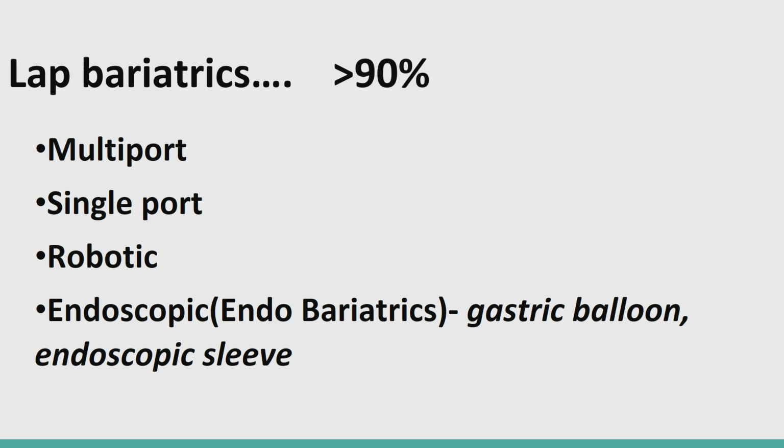The good thing about metabolic and bariatric surgery is that more than 90% of bariatric surgeries are nowadays performed as minimal access or minimally invasive surgery. It can be done by a single port, that means you will have a single incision on the body. It can be done as multiple ports, with incisions varying from 5 millimeters to 10-12 millimeters, maybe 3 to 4 incisions on your whole tummy. These procedures can nowadays be done by robotic surgery also.